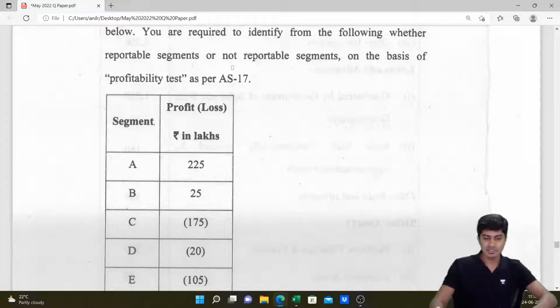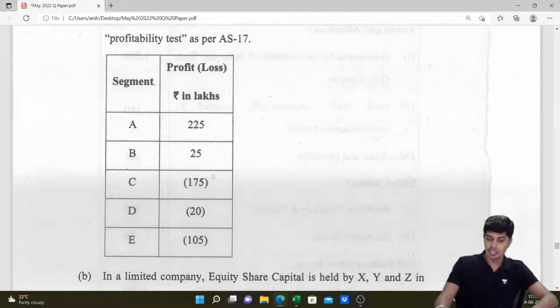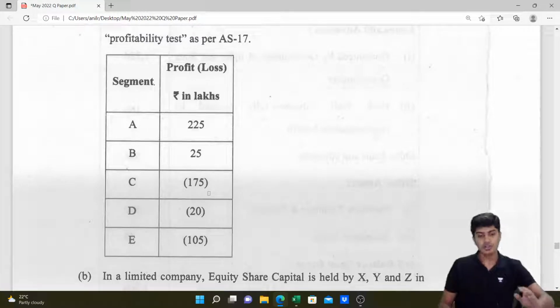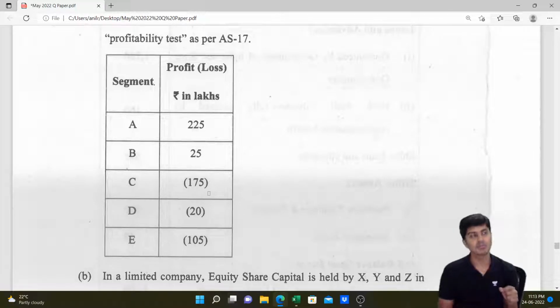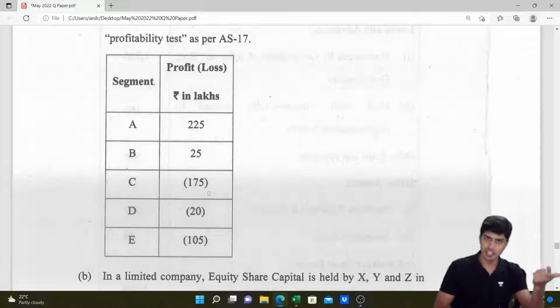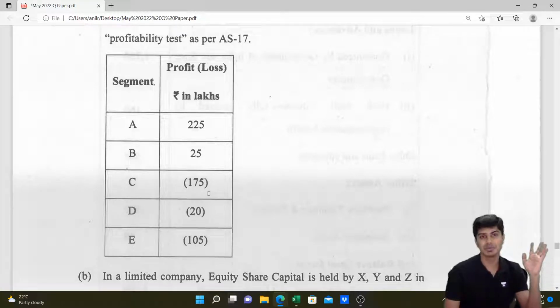In this case, they have given profits and there are certain cases of losses also. So what we need to do? Segregate the profits and losses separately. Take the total of profits and total of losses. Take 10% of profit and 10% of loss. Pick whichever is smaller or lesser amount. In any period of time, if the result from that particular segment exceeds the 10%, then that is a reportable segment. If not, not a reportable segment.